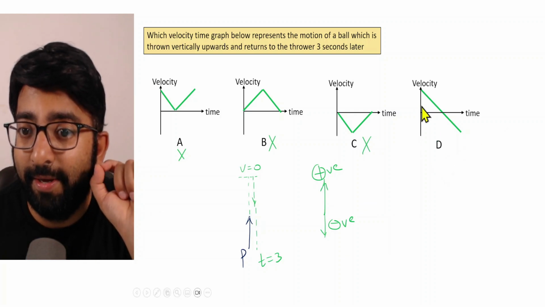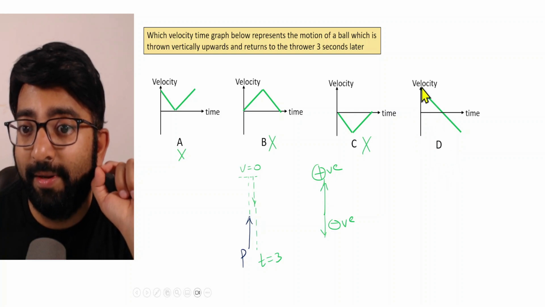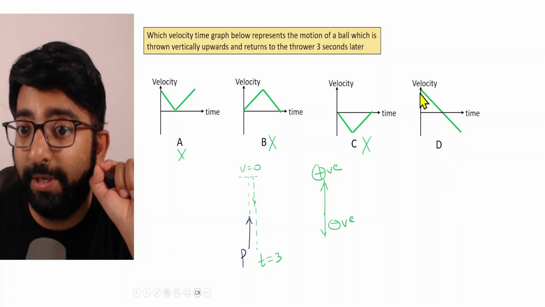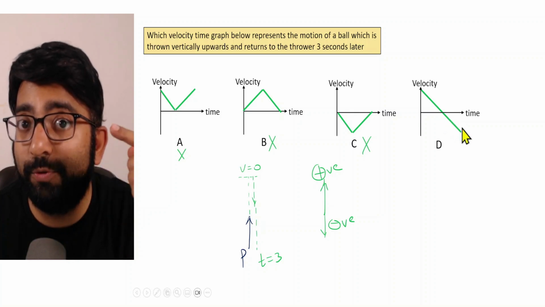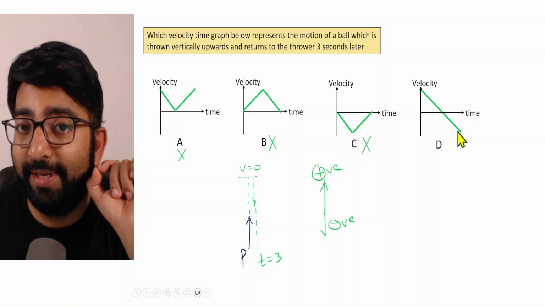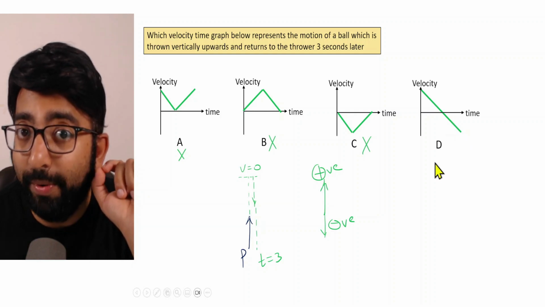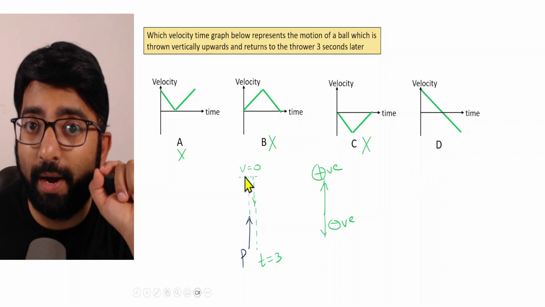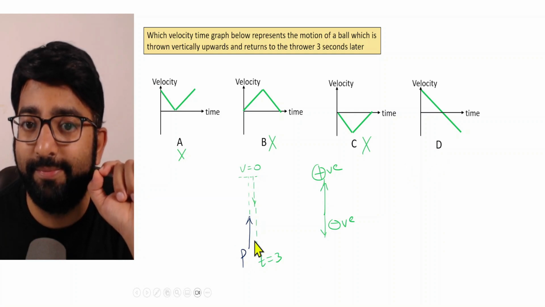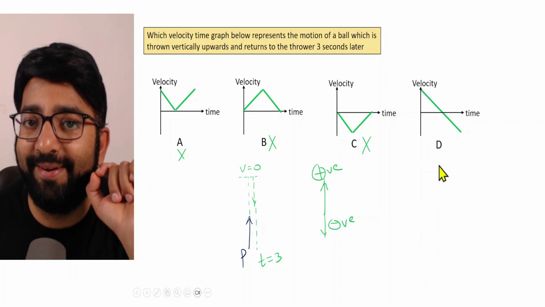But let us analyze. If you look at the first half of this line, it is above the x-axis, which means velocity is positive. And in the second half of the graph, this line is below the x-axis, which means the sign of velocity is negative. Only option D suggests that the ball is going up and then coming back down. And that is why option D is the right answer.